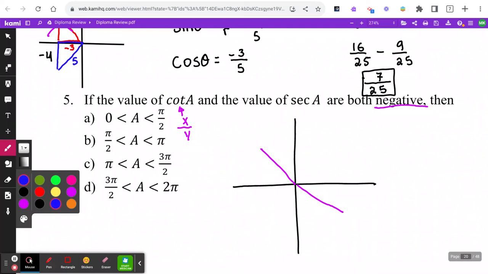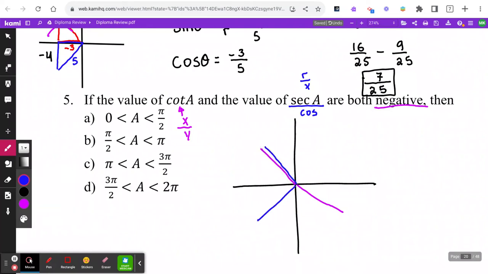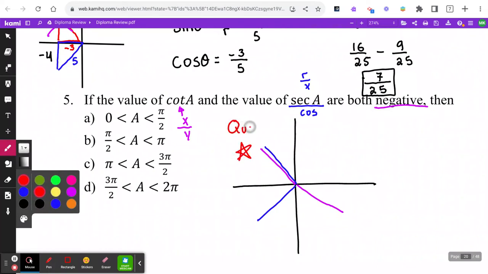The next one is secant. Secant is 1 over cos. Cos is x over r, so secant is r over x. That means x is negative. You can't have a negative radius. That means I'm either here or here. Those are the two spots where x is negative. The only place that both those things could be negative is this one right here. This is quad 2.